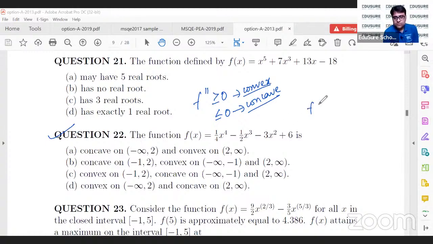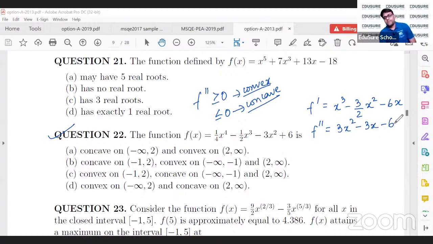This is the function f dash x cube minus 3 by 2 x square minus 6x, double dash 3x square minus 3x minus 6. Okay. Now, when will this be greater than equal to 0? And when will this be less than equal to 0? Let's try and understand that. We can write this as x square minus x minus 2. So if I factorize, let's see what I get. So x square minus 2x plus x minus 2.